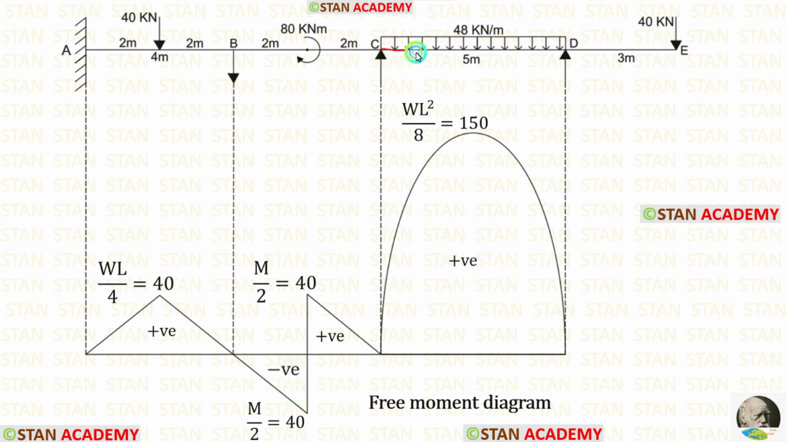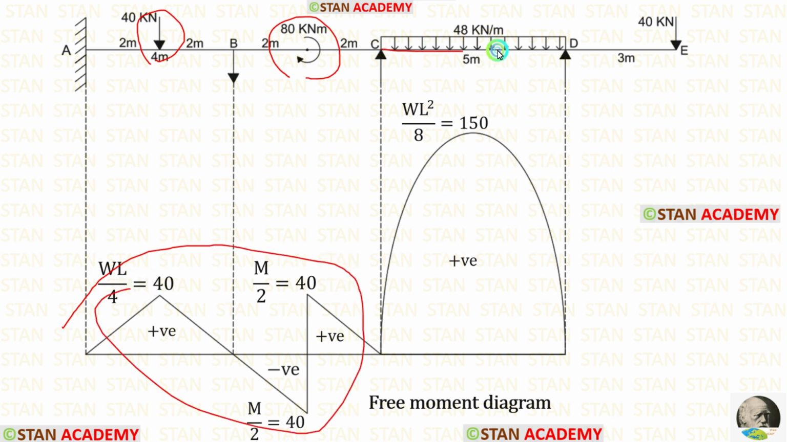Now let us take the span CD. In the span CD, there is UDL 48 kN per meter acting for the full span. The formula to find out the maximum bending moment is WL square upon 8. After applying the values inside the formula, we are getting 150. For the point load and for the point moment, the free moment diagram will be in the shape of triangles. For the UDL, the free moment diagram will be in the shape of parabola.